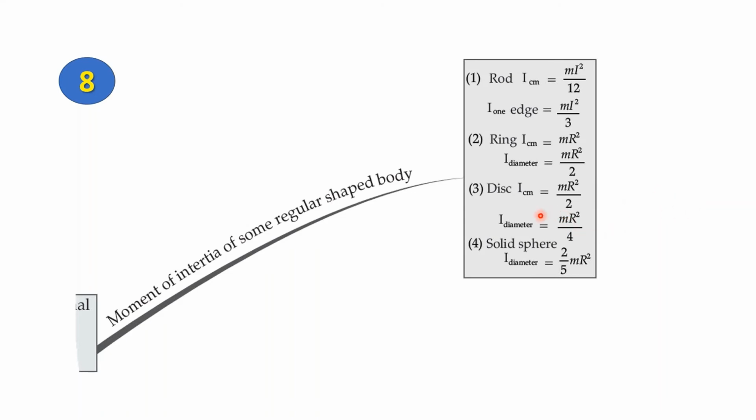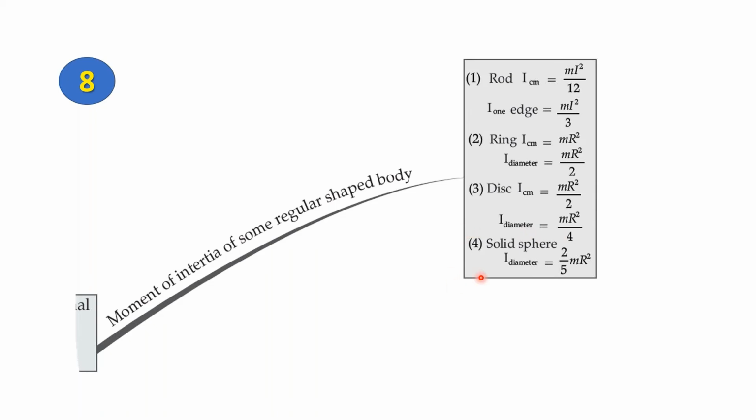The second formula, as in the case of the ring, will be the moment of inertia about an axis passing through the diameter of a disk. Now this, again, by using perpendicular axis theorem, we get the formula mr square divided by 4. Now m is the mass of the disk and r square is the square of the radius of the disk.